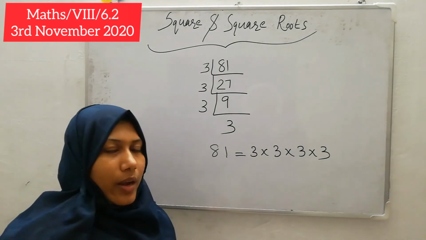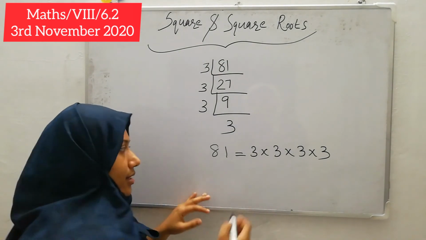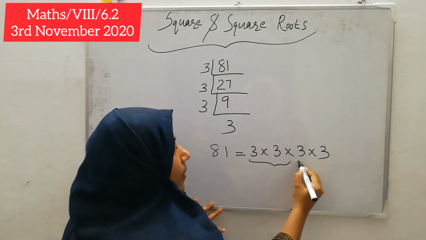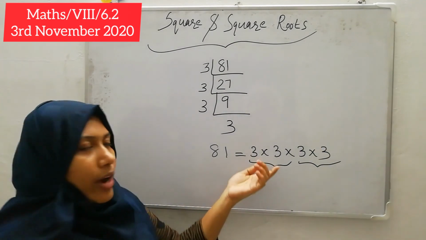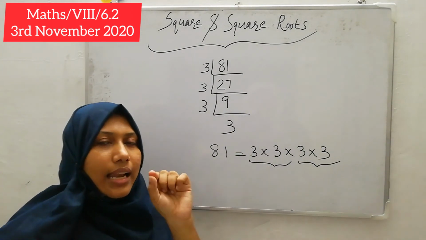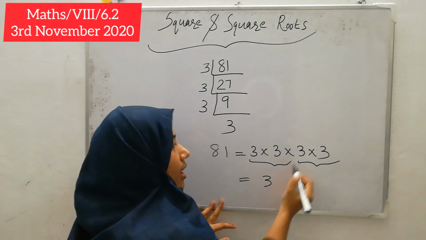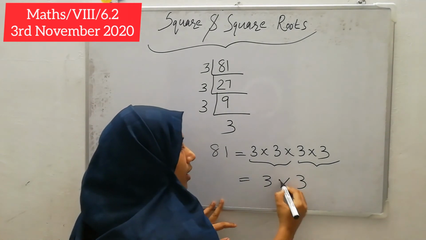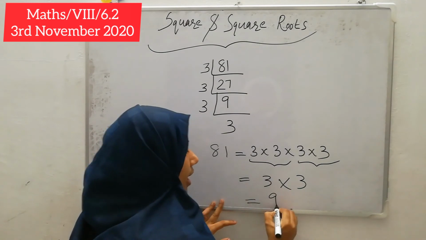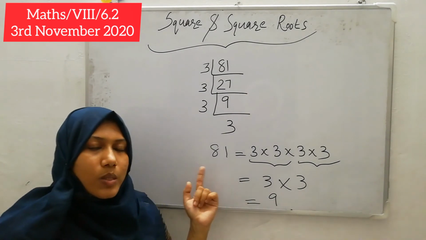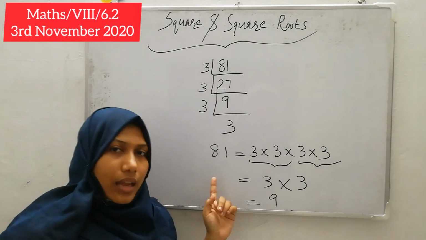To find the square root, we pair the factors. That is, here 2 pairs. From each pair, select 1. That is, from this pair 3, and from this pair 3. 3 into 3, 9. 9 is the square root of 81.